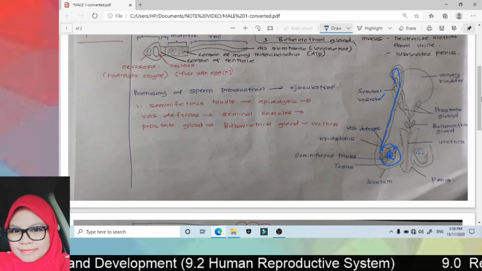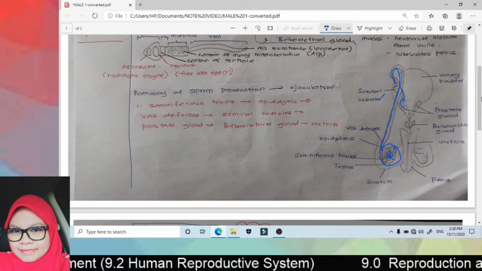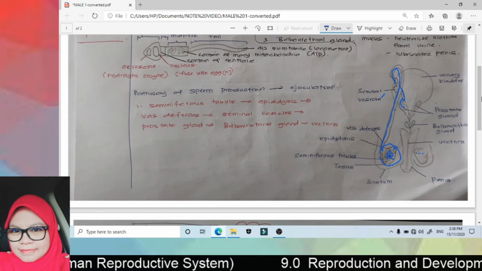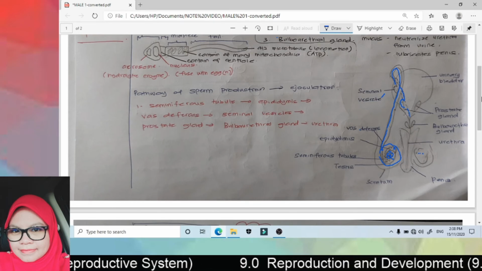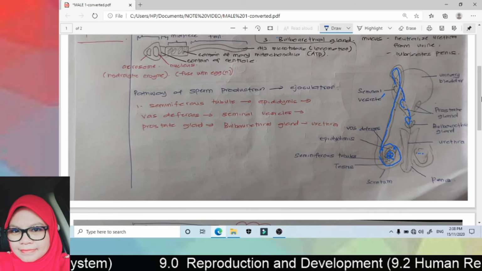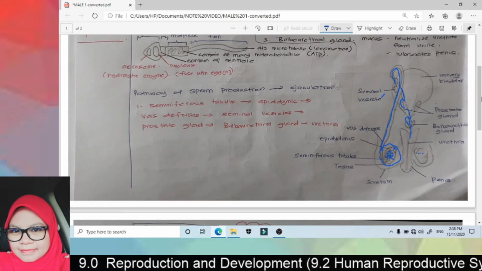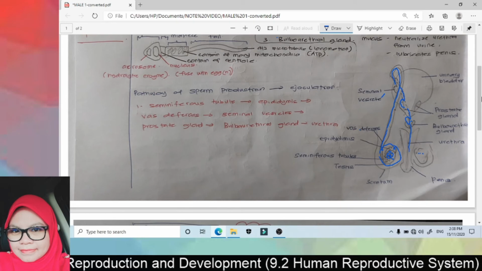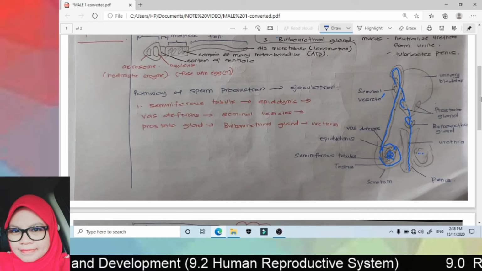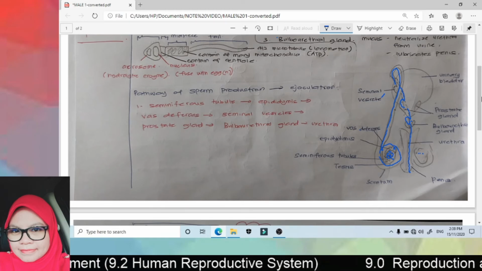And after that, it may pass through the prostate gland, and again, the prostate gland will also secrete a fluid, an alkaline fluid, to neutralize the acidity of the vagina, and then go down to the bulbourethral gland. This gland will secrete more mucus, so that it will neutralize the urethra from the urine, and then it will lubricate the penis. And finally, the semen, which contains the fluid and also the sperm, will be ejaculated.